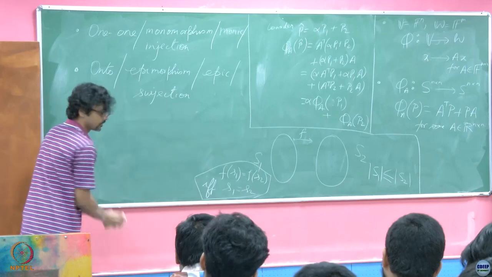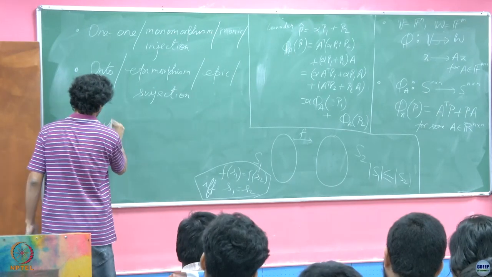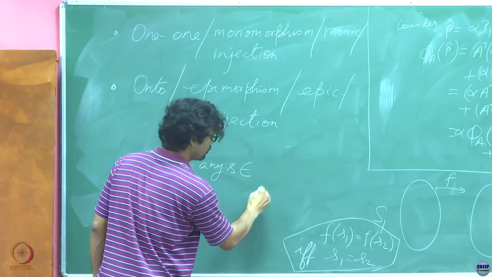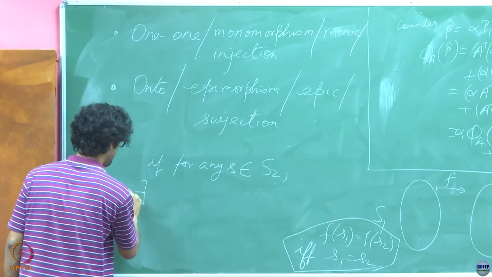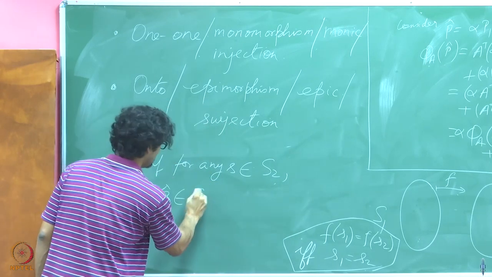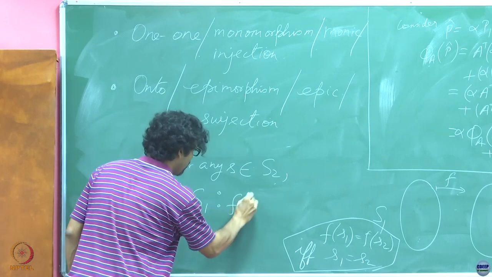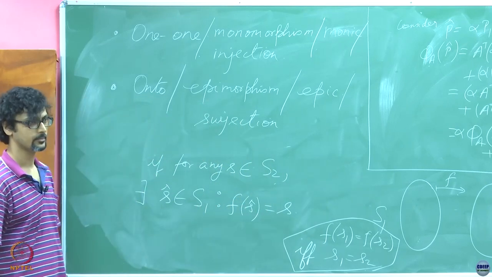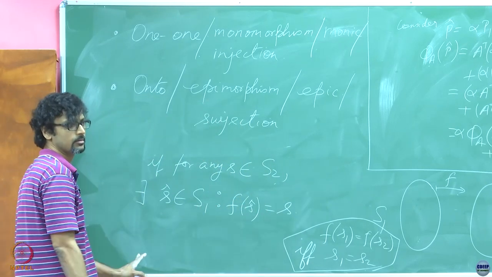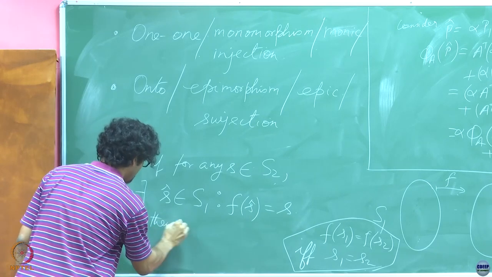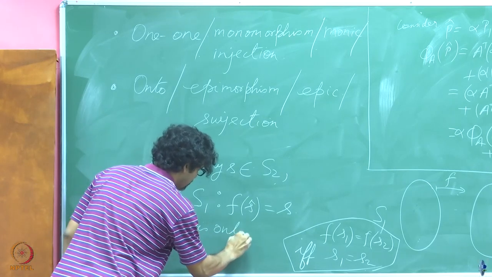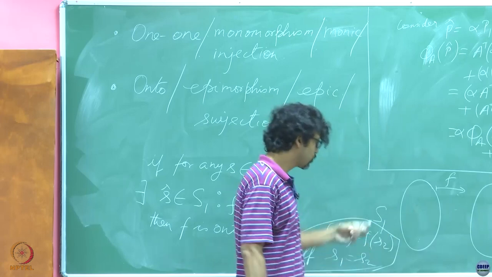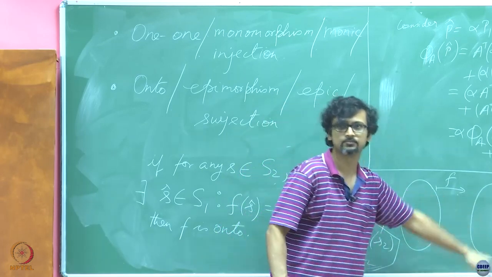For any S belonging to S2, there exists S hat in S1 such that F of S hat is equal to S. This is the definition of onto, so F is onto. Anything that I pick out from S2, I should be able to find a fellow that maps to that fellow.